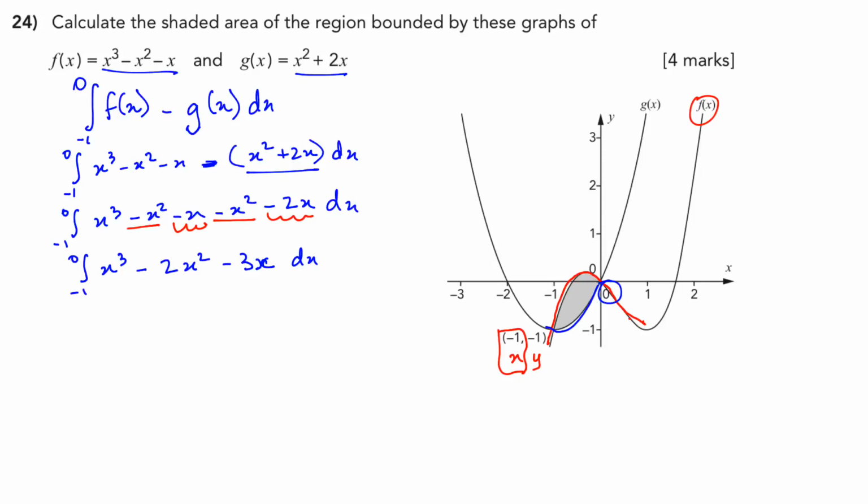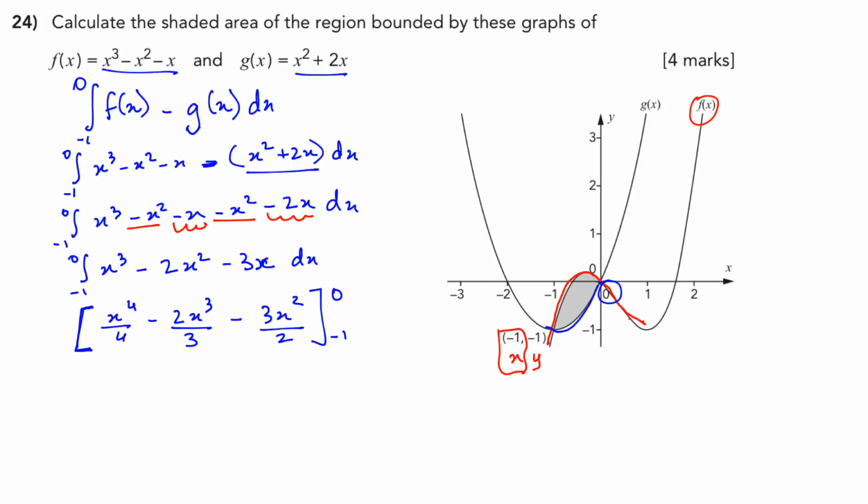Now we are ready to integrate. When you integrate, remember the minute you add 1, so 3 plus 1, 4, that power goes down. You have to have these square brackets. The integral sign will go away. 2 plus 1, 3, the 3 goes down, and 1 plus 1, 2, the 2 will go down. Put your limits on the right hand side.